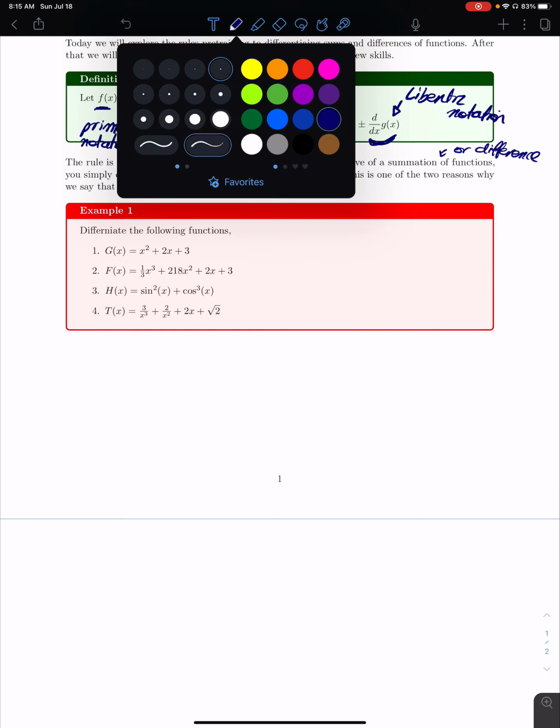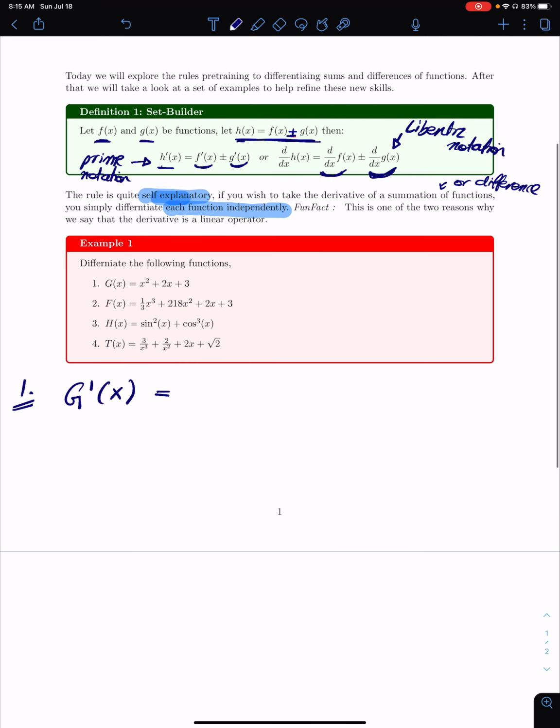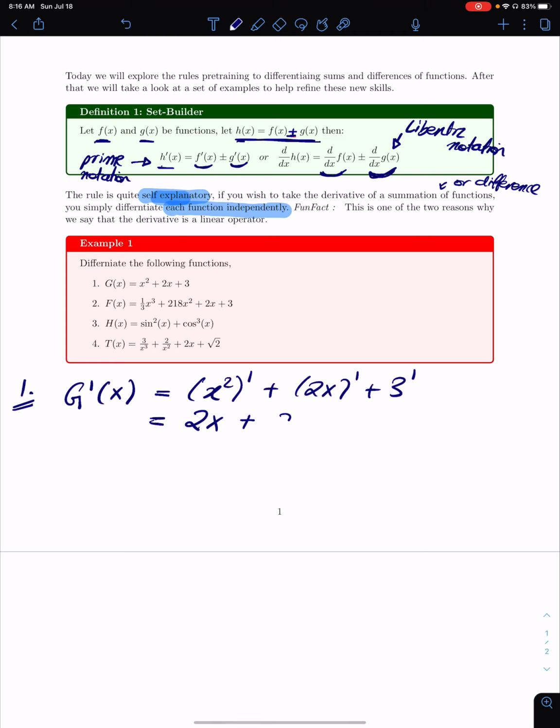So let's take a look at some of these problems and see how we would go about solving them. So we want to differentiate g of x. So let's say, what's g prime of x? Well, g prime of x is just simply, according to this rule, the derivative of x squared, so x squared prime plus 2x prime plus 3 prime. And these are simple derivatives. We know how to calculate them. This is just 2x plus 2. The derivative of a constant is 0.